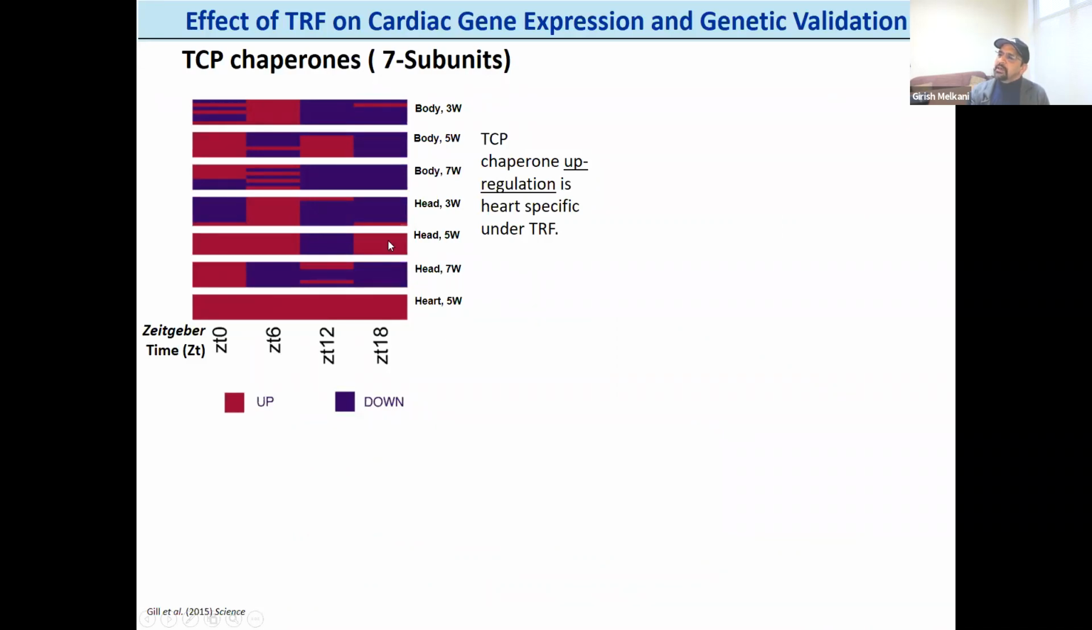And what happened just in heart, there is a specific chaperone called TCP chaperone. They are only upregulated in the heart, but in other body at different age, they are either up or down. Okay, in the heart, they were upregulated all the time we reported.